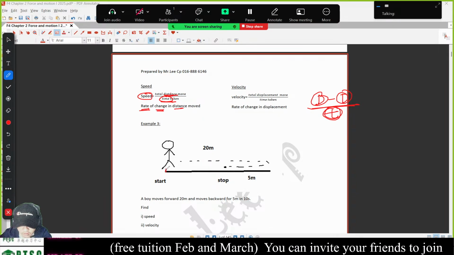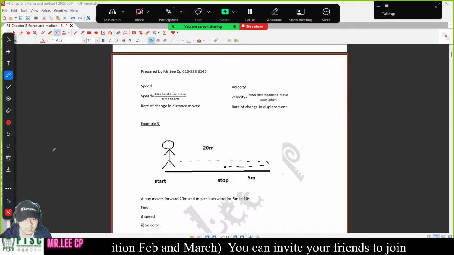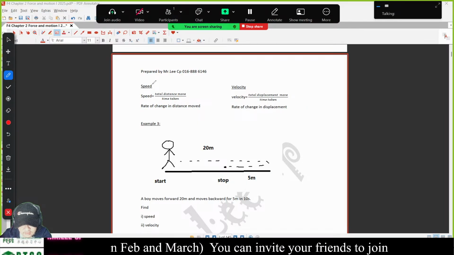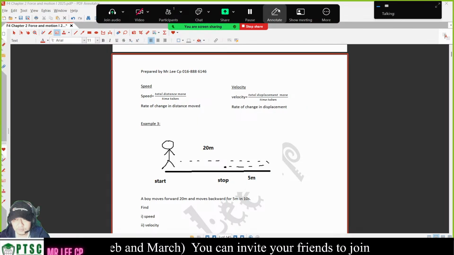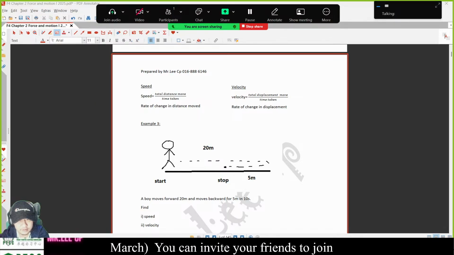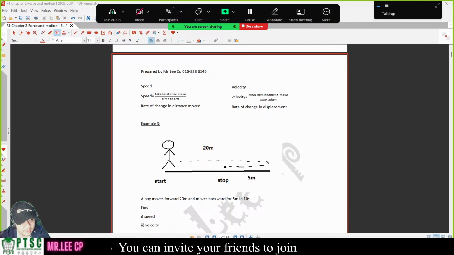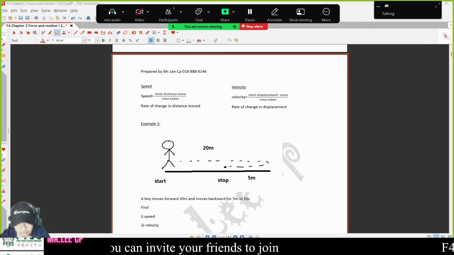So initial you are 0. Final you minus. So this is speed. Now, what is the symbol that we use for speed? We don't use any symbol for speed, but the definition you need to memorize: rate of change in distance.